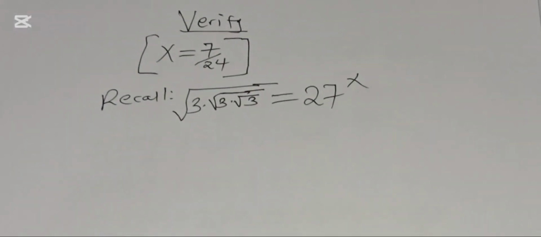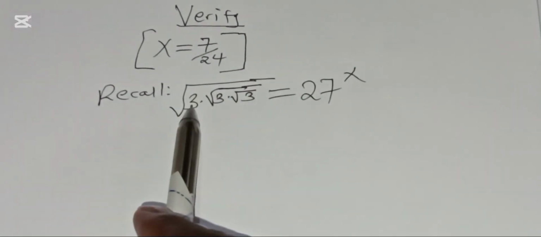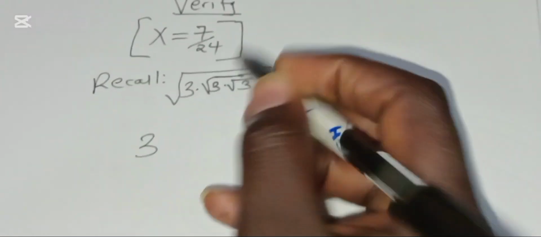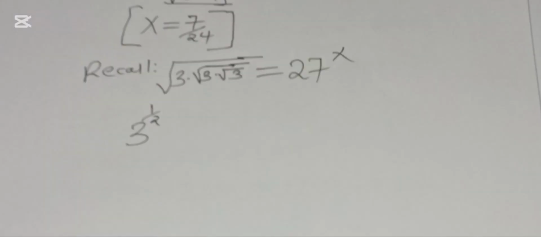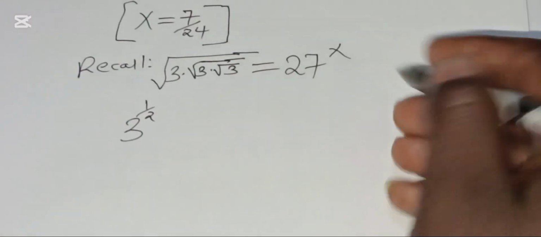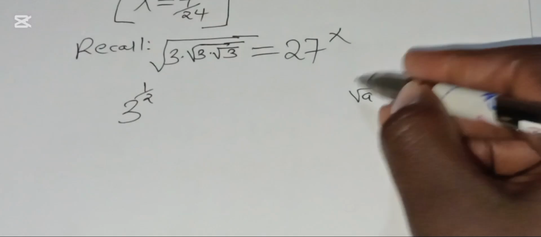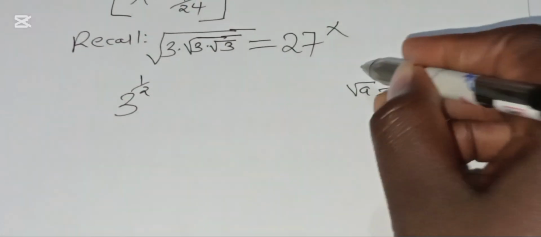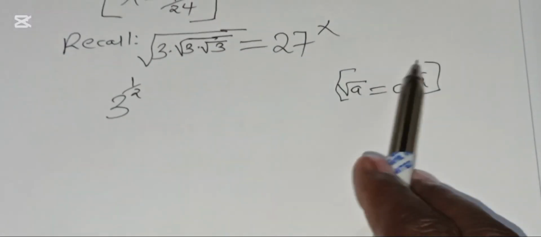x. Now from here we can express the first square root of 3 as 3 raised to power half. This is essentially because if you have the square root of a number like a, the square root of a can be expressed as a raised to power half. So this is the same thing.